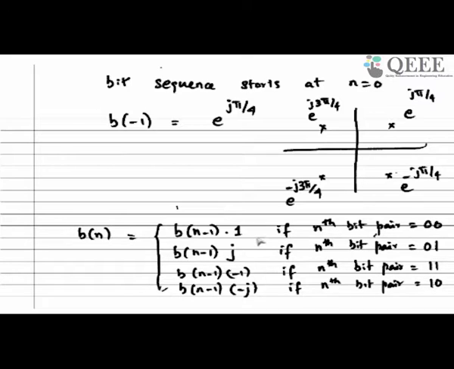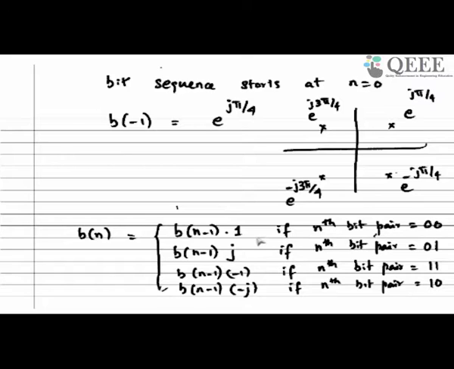Since now you have four possibilities for phases, you have two bits to represent each phase. So b of n will be equal to b of n minus 1 if the current bit pair is 0 0. b of n will be b of n minus 1 times j if the current bit pair is 0 1. So essentially you rotate by 90 degrees. So whatever you transmitted earlier, you rotate it by 90 degrees and then transmit as the current symbol.